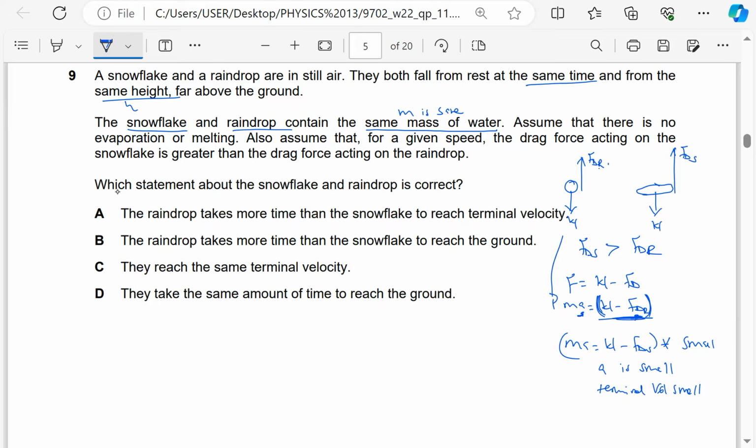So the answer to this question is going to be automatically A, which says the raindrop takes more time than the snowflake to reach terminal velocity. Because there is a greater drag force on the snowflake, it travels a shorter distance and the weight is balanced with the drag force. That means it will have reached its terminal velocity in a very short period of time. Yet for the raindrop, because it has a smaller drag force, it will gain more speed before reaching a point where the weight is equal to the drag force, which means the raindrop will take more time to reach terminal velocity compared to the snowflake.